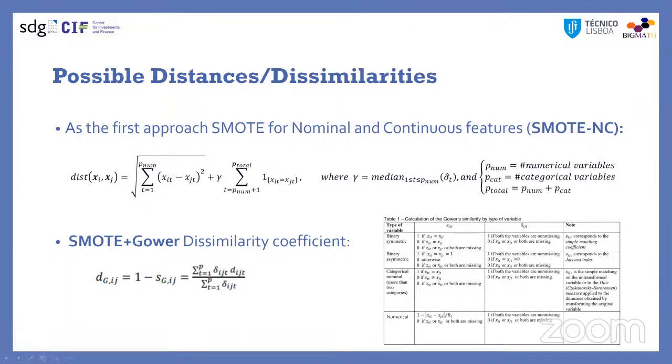If one or both is missing, it will get the 0, and the distance would get the 0 here. And for the numerical part, it calculates the absolute value of the difference between two observations divided by the range of them. And by this, they introduce a balancing technique which could handle the mixed type variable issue.